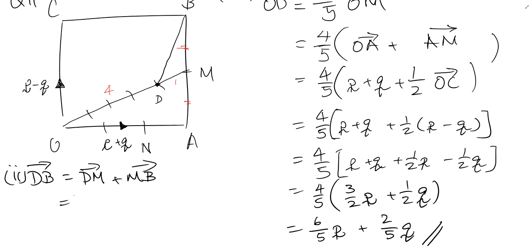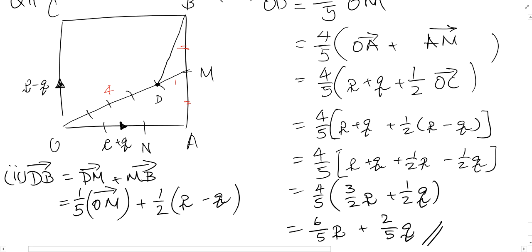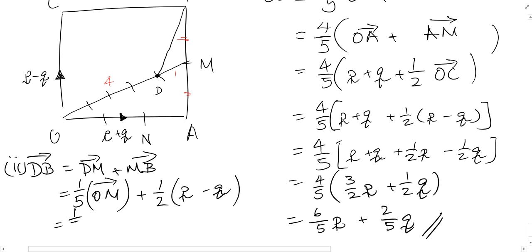Now DM, how much is DM? 1/5 of OM, okay. Then plus MB, right? How much is MB? Half of AB, which is actually half of OC. Okay, P minus Q. Can? So 1/5 of OM. O to M will be OA plus AM. I skip some steps, okay? OA will be P plus Q. Then AM must be half of P minus Q.